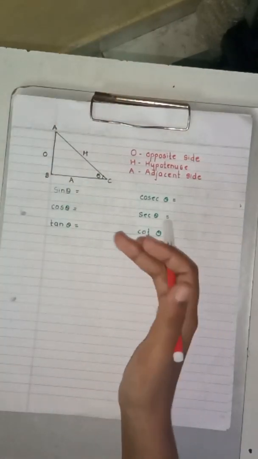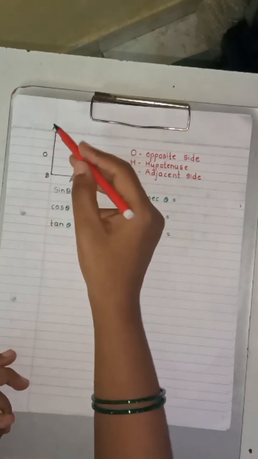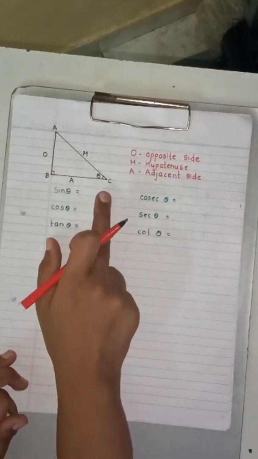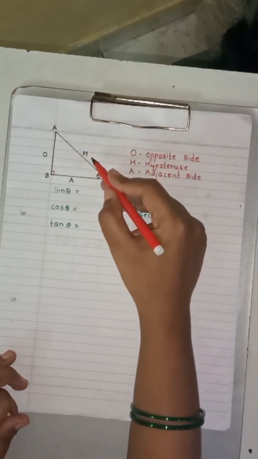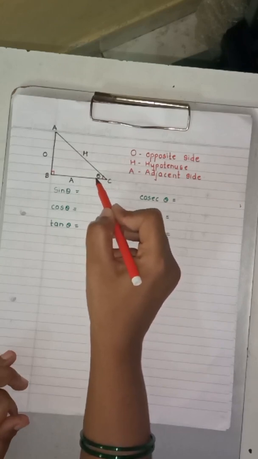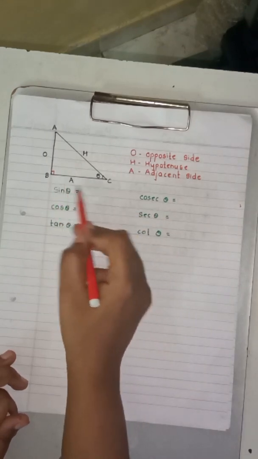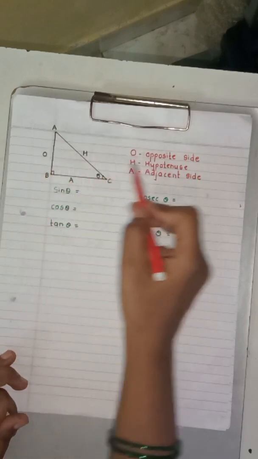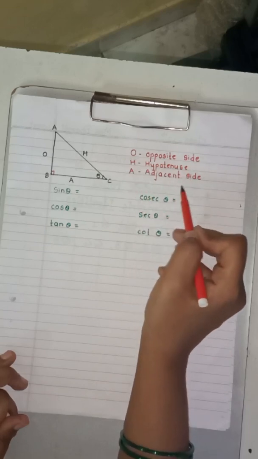Now here on this page you can see a diagram of a right angle triangle ABC, in which angle B is 90 degrees and the measurement of angle C is theta. AC is the hypotenuse. Then you can see theta over here, the measurement of angle C is theta. So the adjacent side of this theta will be BC, and the opposite side of angle C will be AB. Here I have written O means opposite side, H means hypotenuse, and A means adjacent side.